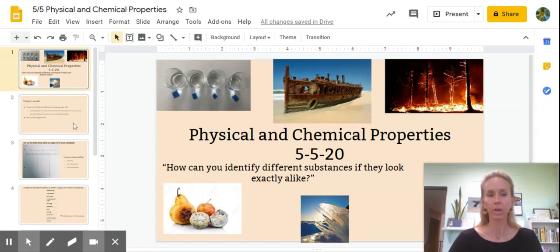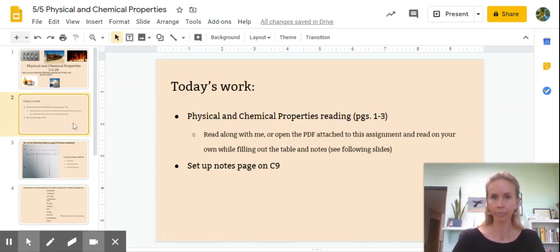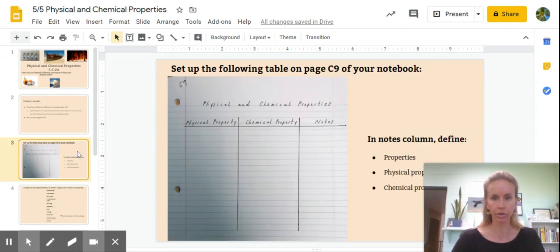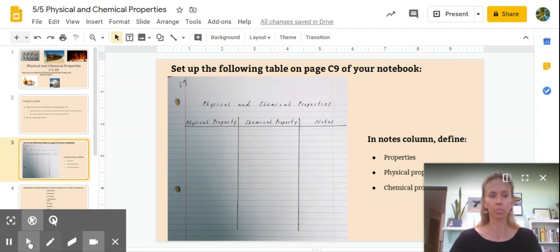Today, your work is going to be to do a reading. And you can either do that reading with me, we'll read along together and fill out our notes together, or you can set up the table on your own, as you'll see in the next slide, and you can do the reading on your own. But in any event, I need you to set up this table on page C9 of your notebook.